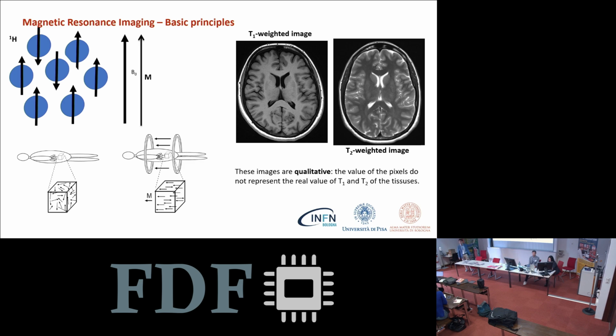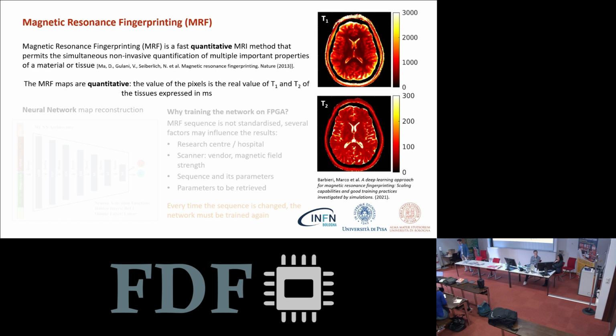And this is exactly what happens inside our body. The problem with these images is that they are not quantitative. They are just qualitative images, which means that if I look at the value in each pixel, that number is just a number. It doesn't represent the real value of the T1 or the T2 of that tissue that I'm looking at. What if I need a quantitative technique? Well, we have it in magnetic resonance, of course, and it is called magnetic resonance fingerprinting.